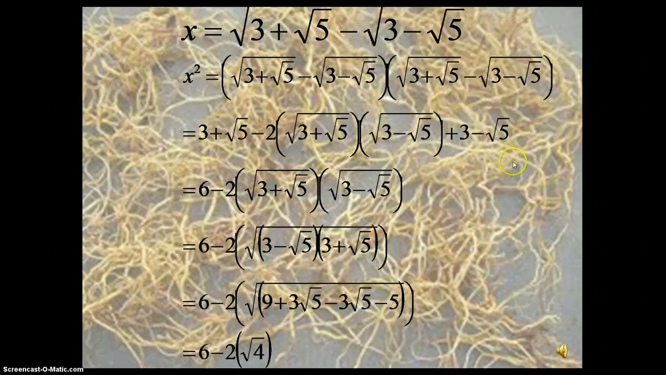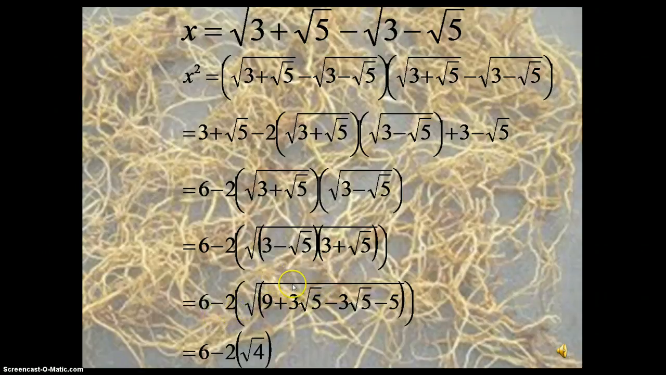Now the 2 root 5s are going to cancel each other out. And then we've got 3 plus 3 is 6. So we've got 6 minus 2 lots of these terms here. Now, if we've got 2 roots times together, it's the same as the root of the insides times together. So if we do actually multiply these together, we've got 9 plus 3 root 5 minus 3 root 5, and then the plus root 5 and the minus 3 root 5 times together to give us minus 5. So we've got 6 minus 2 lots of that.